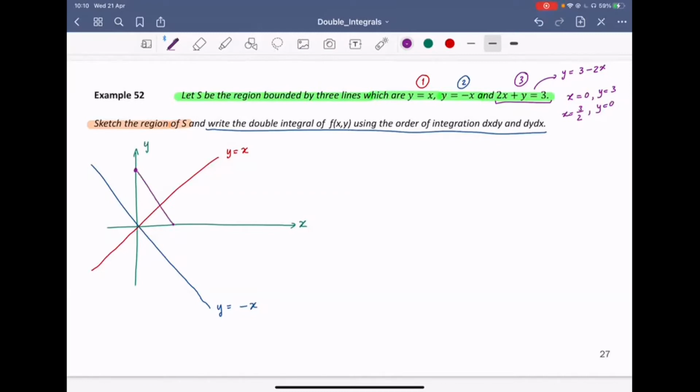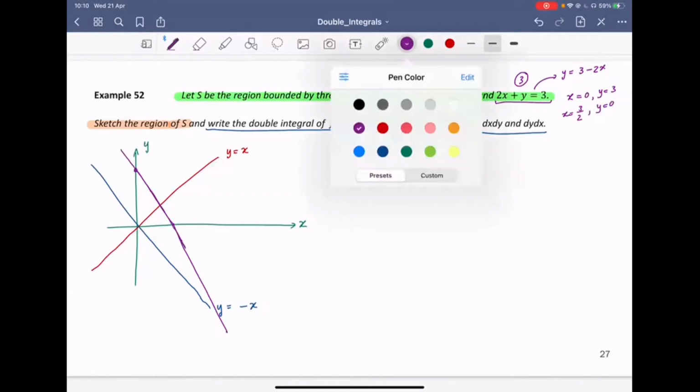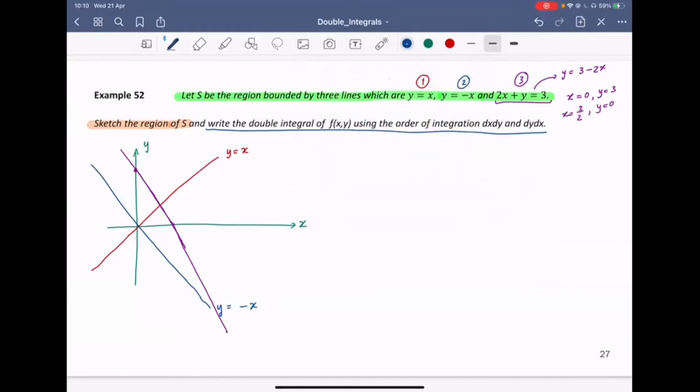Well, I didn't use a ruler, so it's a little bit off. This is just not a proper scale, but yeah, we got the line. This is the line that we have.